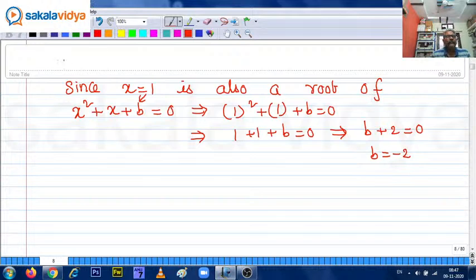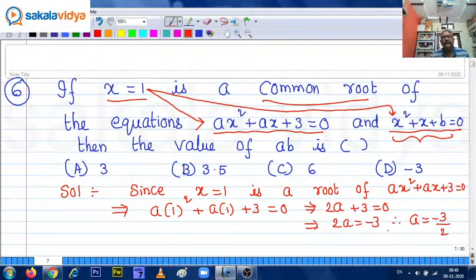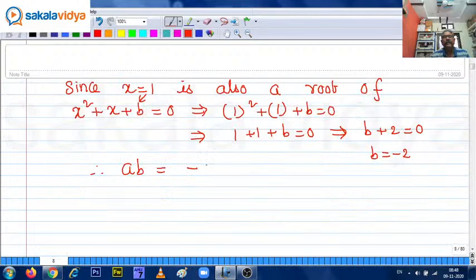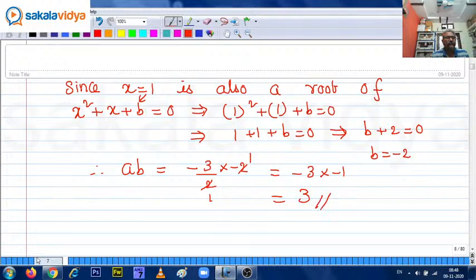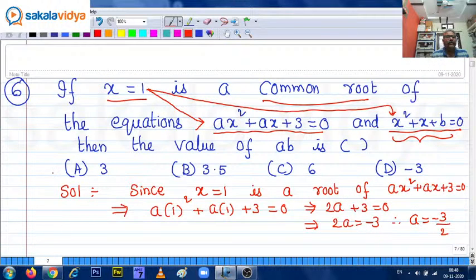So we need the ab value. Therefore ab, go back, a is minus 3 by 2, yes, minus 3 by 2 multiplied by minus 2. So this is minus 3 multiplied by minus 1. Minus into minus is plus. 3 into 1, 3. Plus 3 is the right answer. So option A is the right option. Yes. Parvin, check your option.